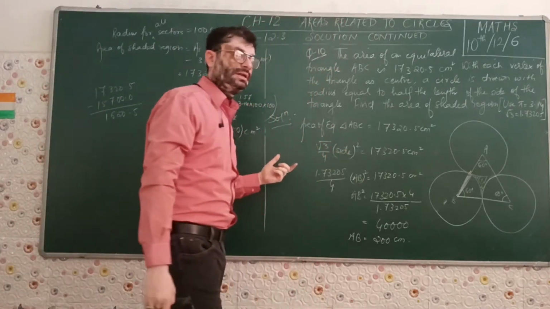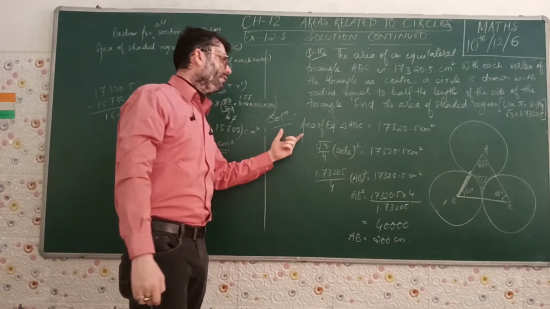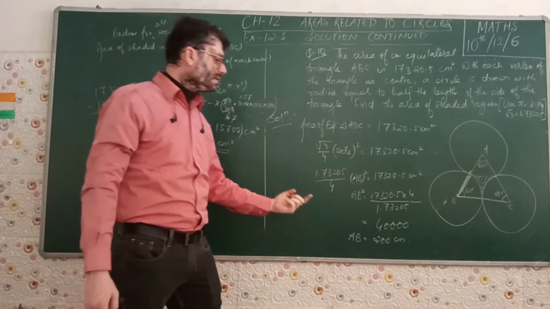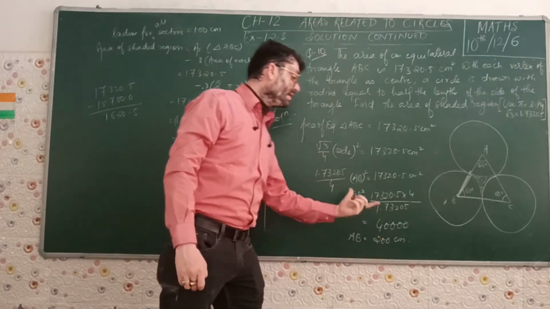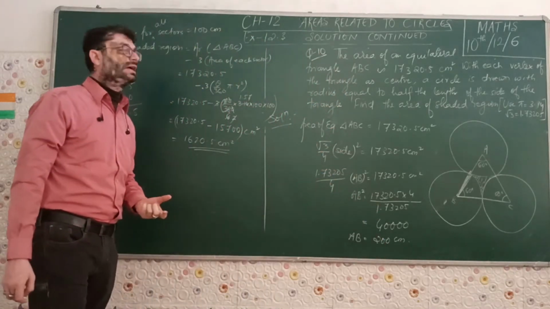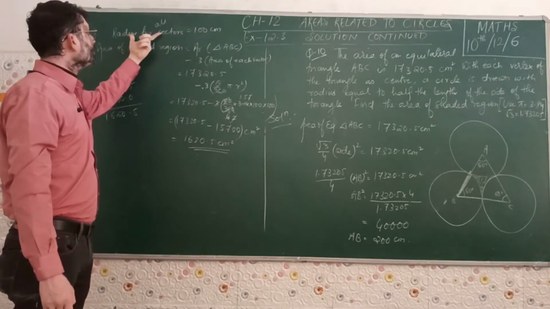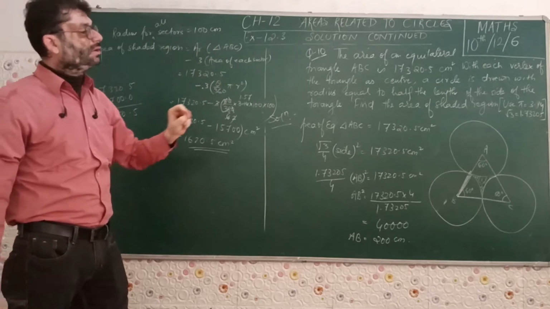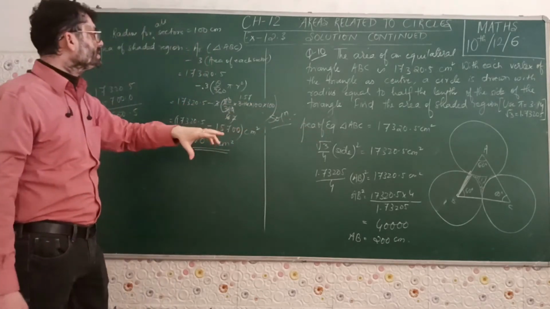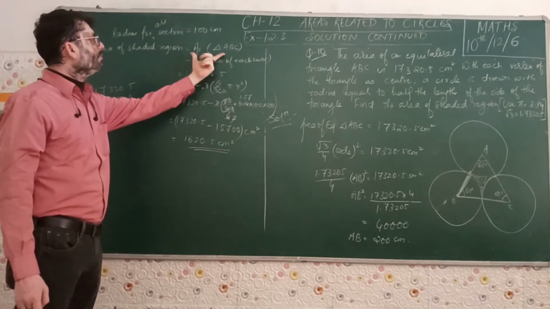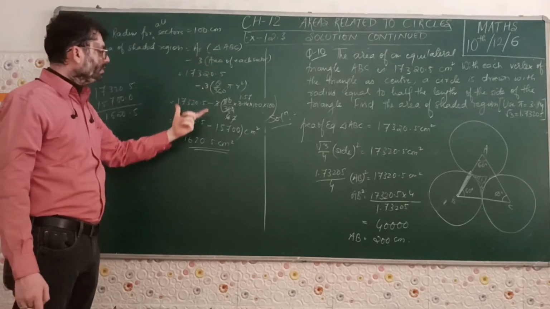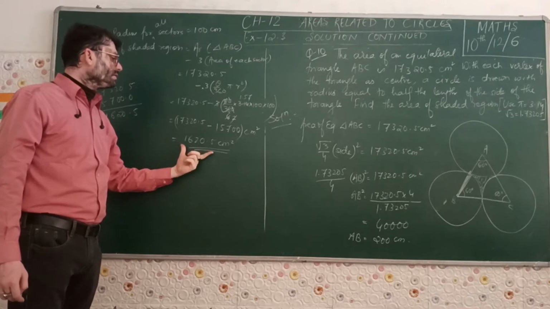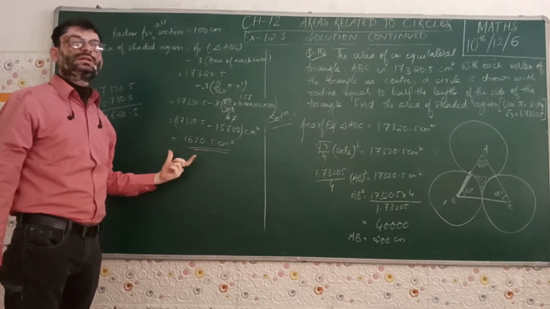And what we have done, we have first of all found out the side of the equilateral triangle. The side of the equilateral triangle was 200 centimeters. Half the side of the equilateral triangle was the radius for all the sectors, that is 100 centimeters. And then we found out the area of the shaded region by subtracting all the three sectors from the area of the triangle, and we obtained on calculating that the area of the shaded region is 1620.5 centimeter square.